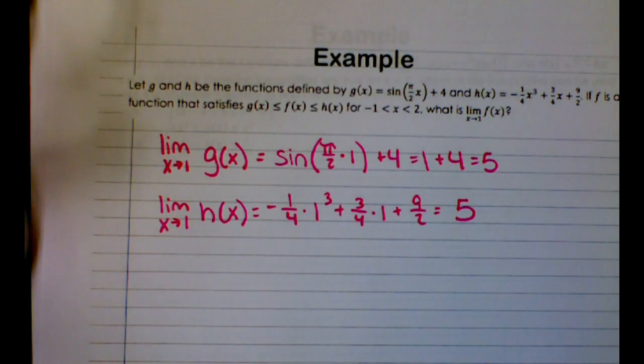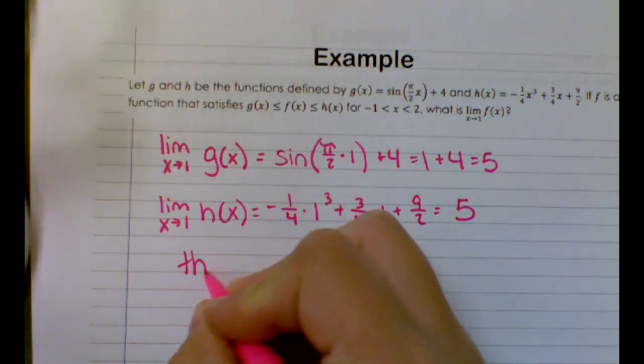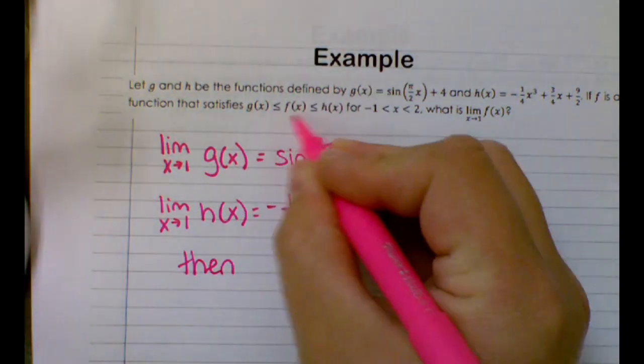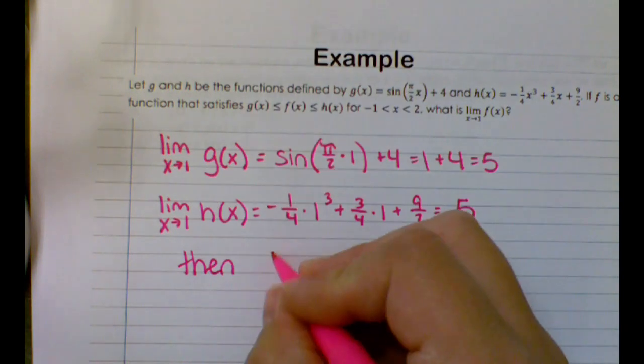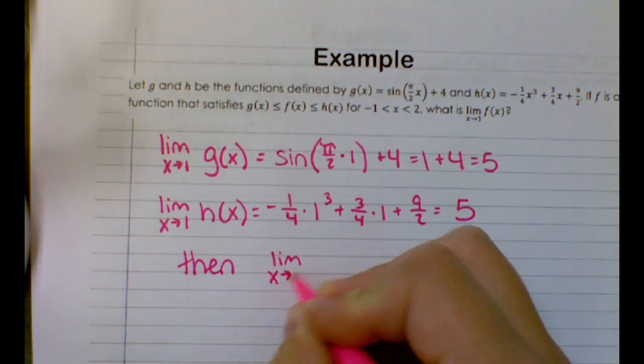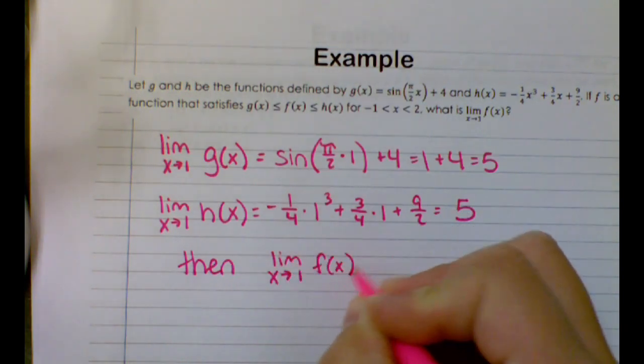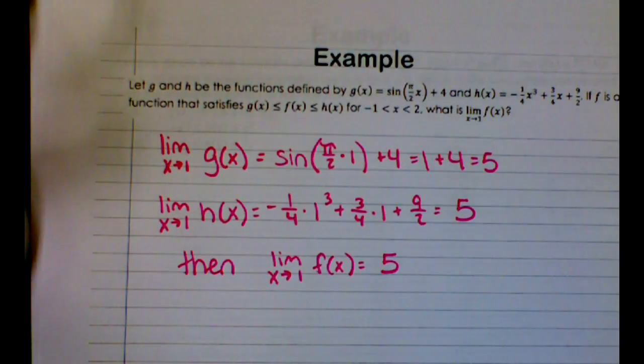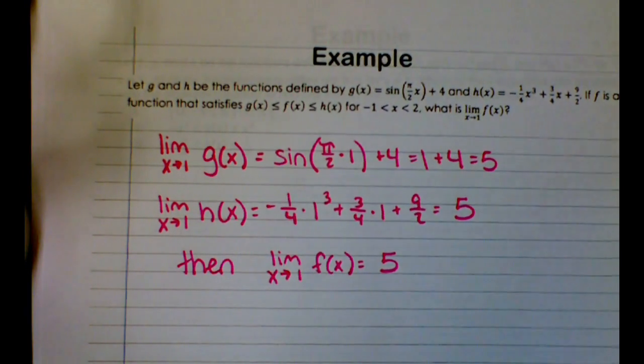All right, since those two limits are equal, then I know in order for f to be squeezed in between them, the limit as x approaches 1 of f of x is also 5. I don't know what function f of x is, but I know that that limit must be 5.